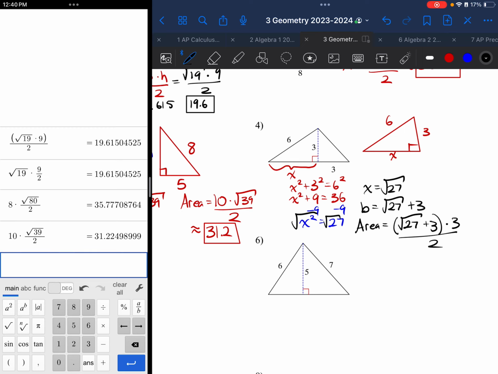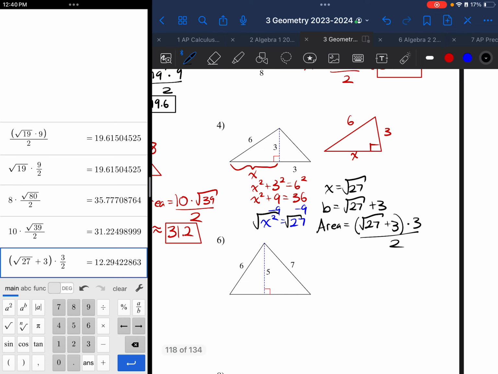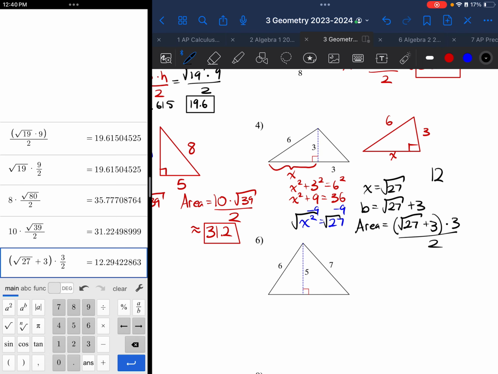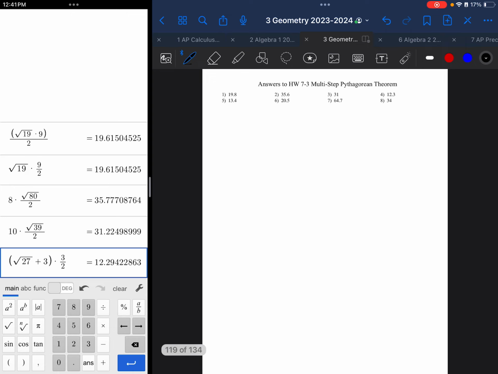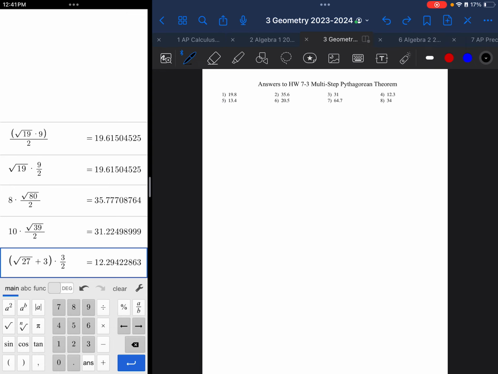And if I do that on the calculator, I need to make sure I have my parentheses correct. So I have parentheses, and then I'm going to do square root of 27, and then plus 3. And that's going to be multiplied by 3, and then I'm going to divide that by 2. It doesn't matter the order, and I'm going to get this answer of 12.29, which is 12.3. I'm going to guess 12.1 for the back side. Let's see. 12.3. We actually got one correct. Exactly on the money. Good for us.